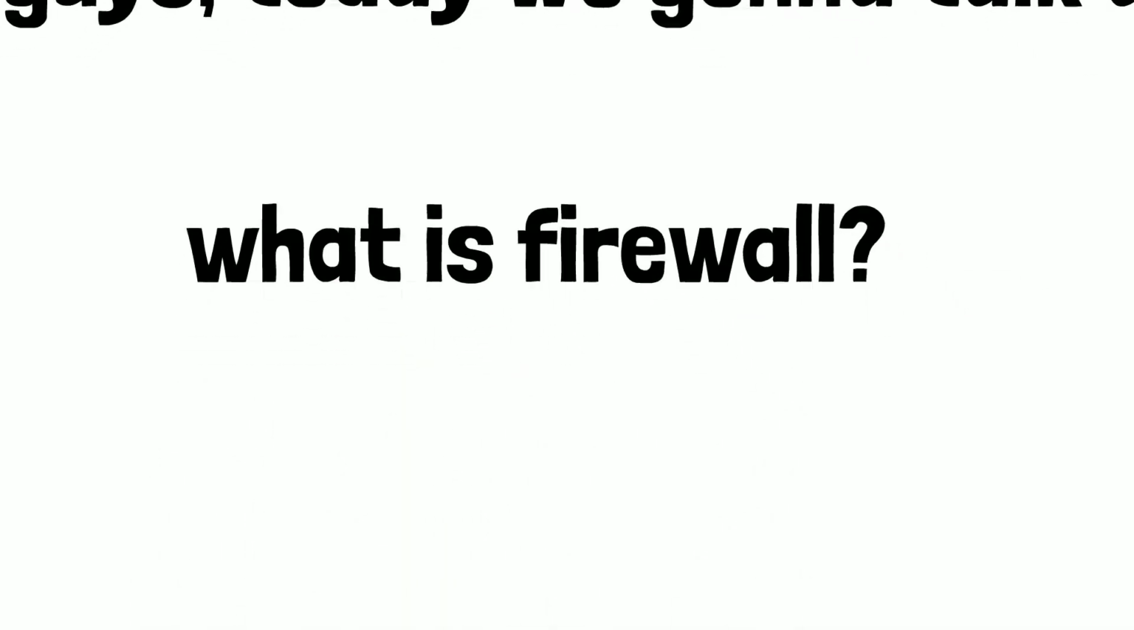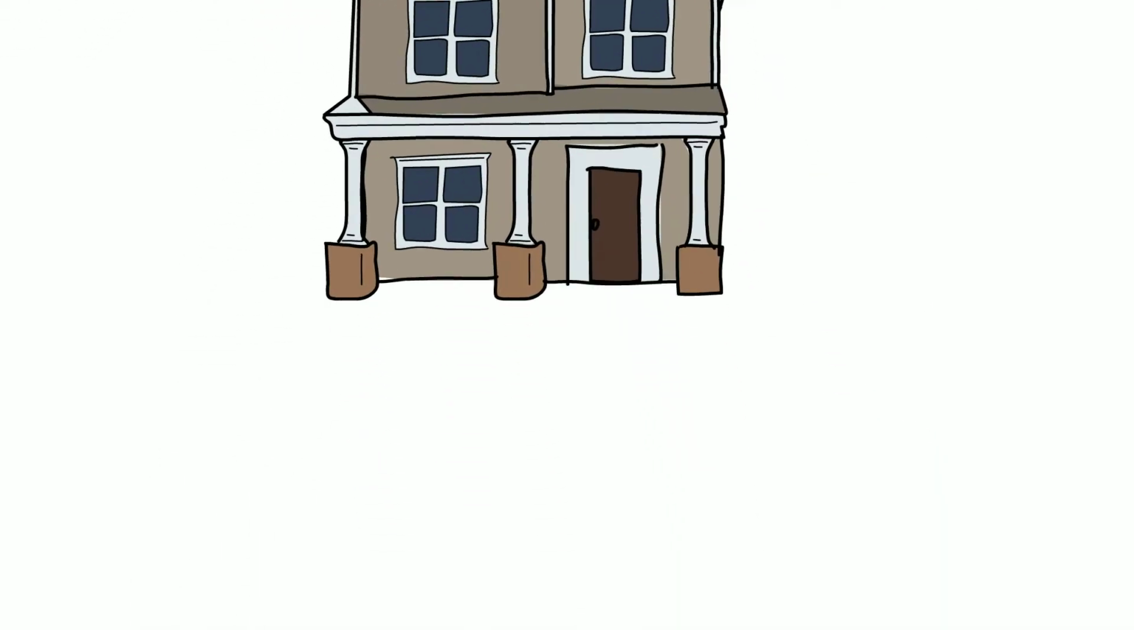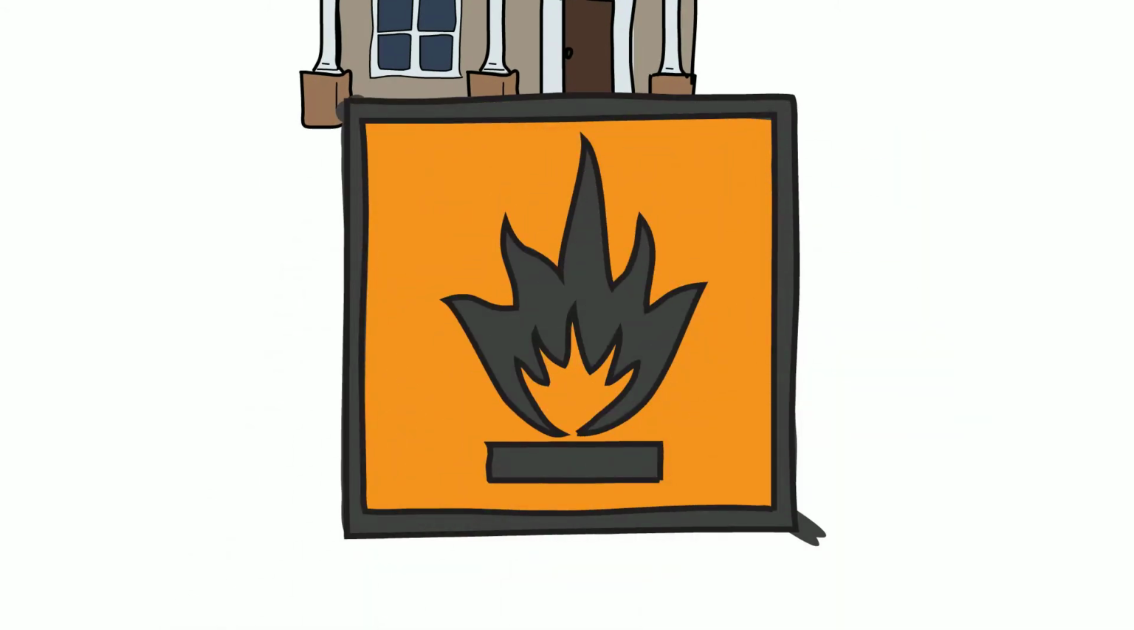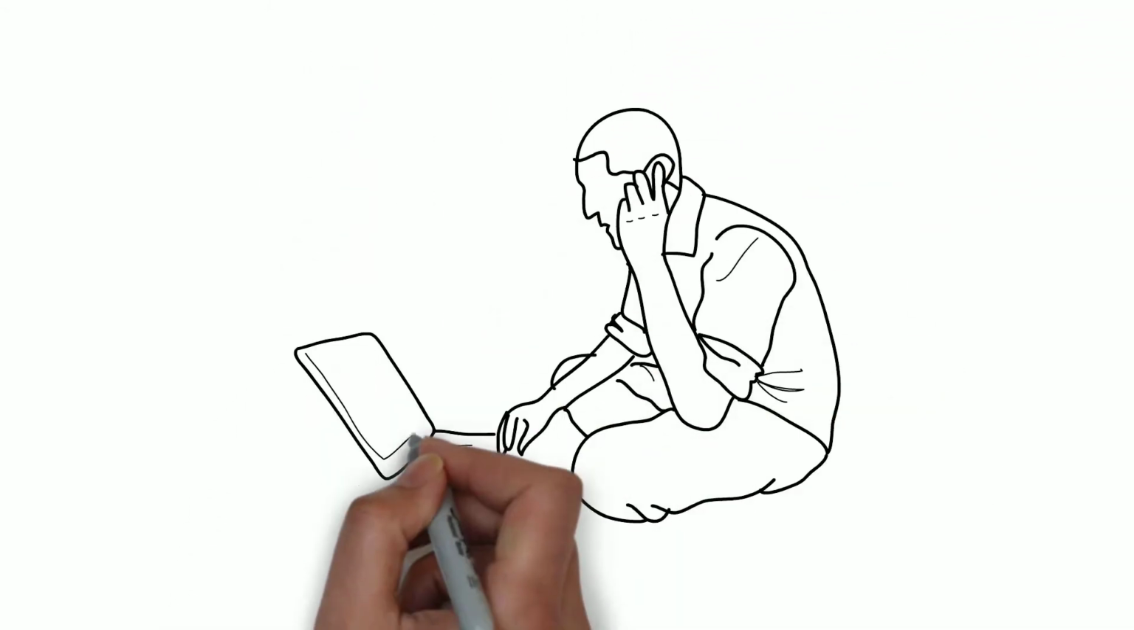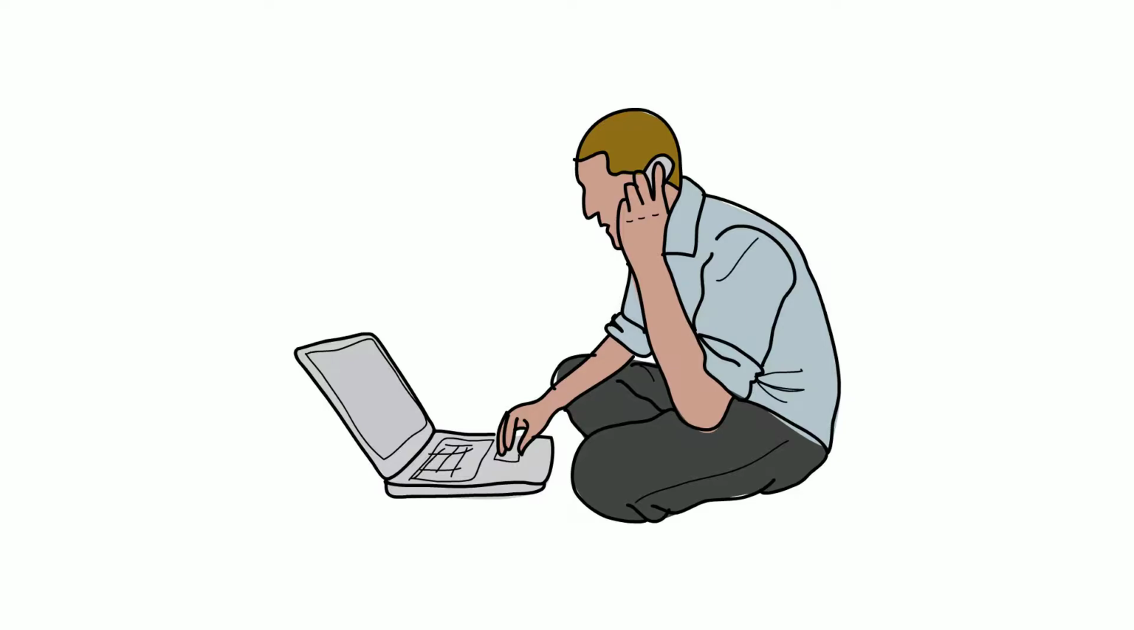As the name suggests, it's a wall that simply protects the house from burning. But in computer security, it's hardware or software that protects the internal network from unauthorized access.